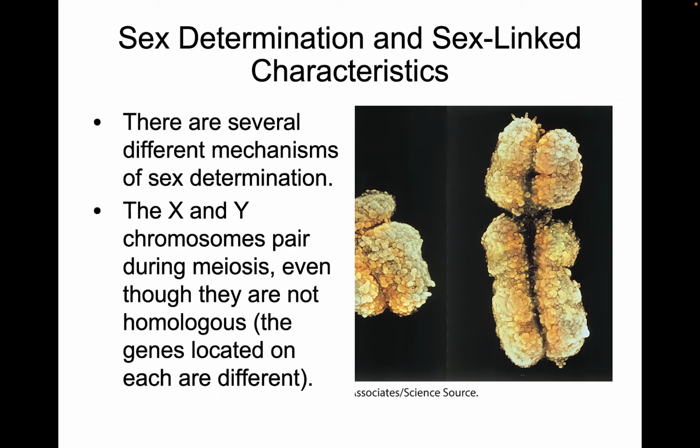So there are several different mechanisms, as I stated, for sex determination. You have the X and Y, or the sex chromosomes, that pair during meiosis. And I'm going to preface my statement by saying they are not homologous chromosomes, but they share homologous regions on the chromosomes that are necessary for sex determination, as you'll see when we talk about this.